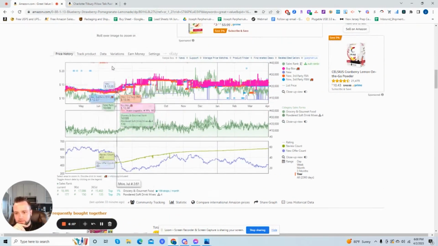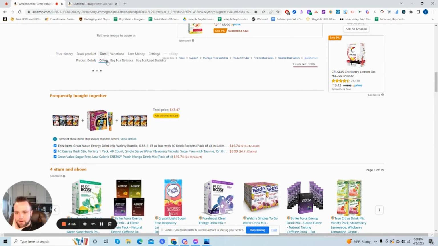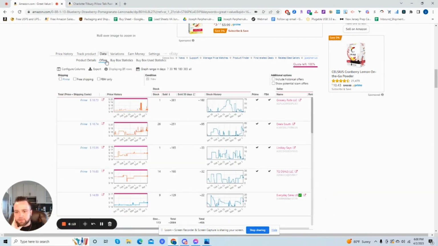And to get into a little bit of the nitty gritty details, this is the offers tab here. I'm going to show you the offers tab and the buy box statistics. So this shows that people are buying the product over and over again. This is a sign I like to see. They bought it in January. They bought it again in March.